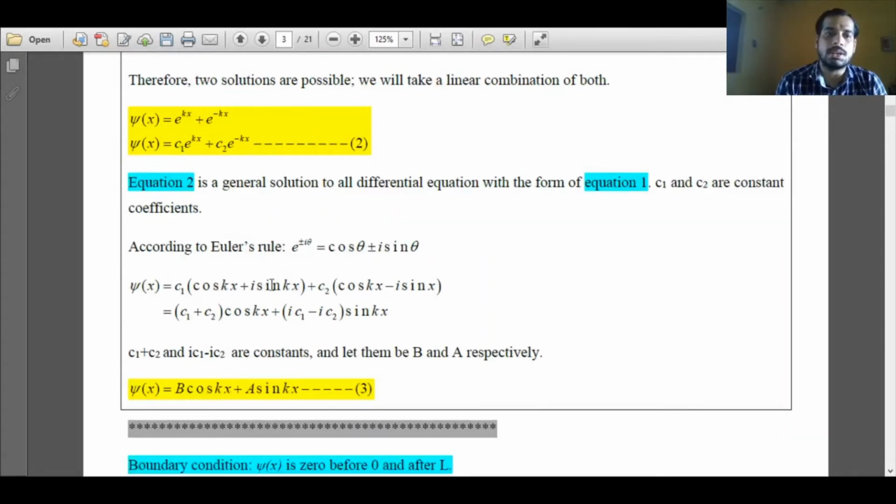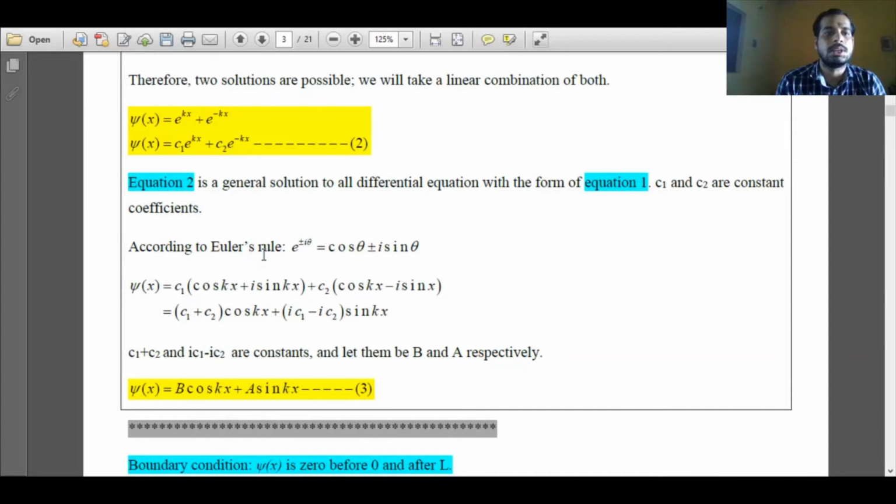According to Euler's rule, there is a standard form for the exponential, that is, if there is an exponential of the form e to the power i theta, I can write that expression in trigonometric form as cos theta plus i sin theta, or e to the power minus i theta is cos theta minus i sin theta. So I will apply this Euler's rule to my equation 2, that is, to the solution of this ordinary differential equation.